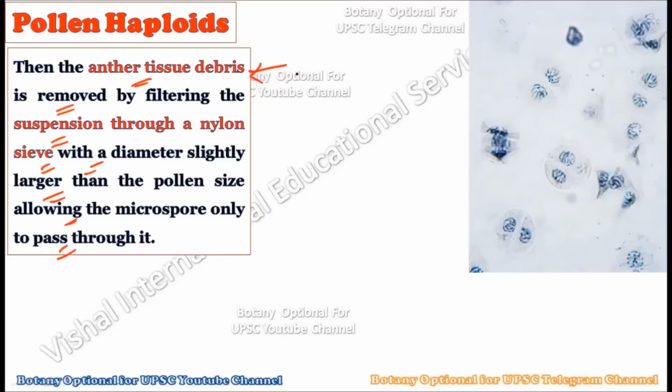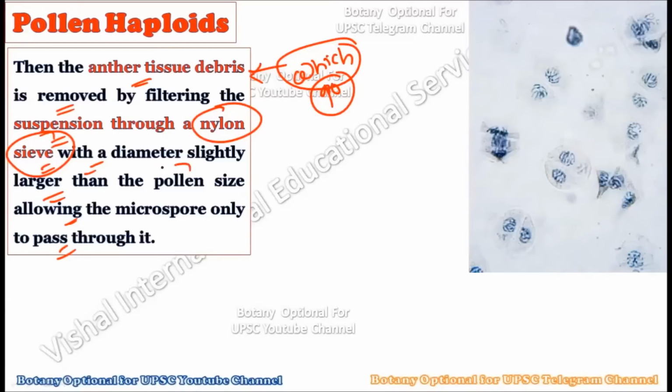Okay. So whatever debris goes along with the pollen grains, these are anther debris. We have to filter it out. Okay, and what are we going to use for this particular thing? We are going to use the nylon sieve. Okay, the nylon sieve will have pores slightly larger than the pollen size, and the pollen will automatically get filtered.